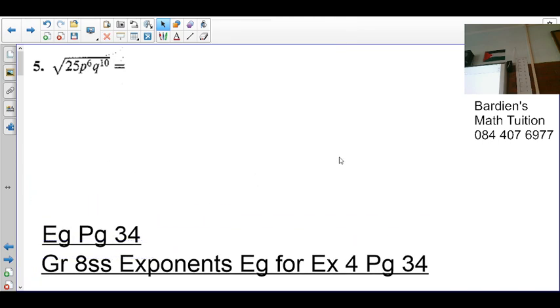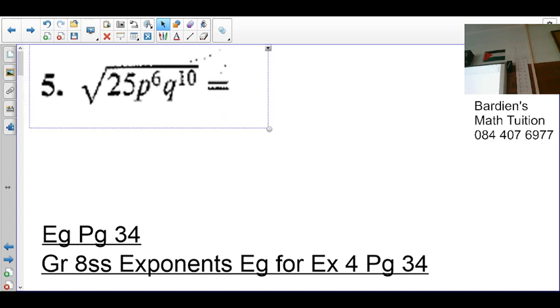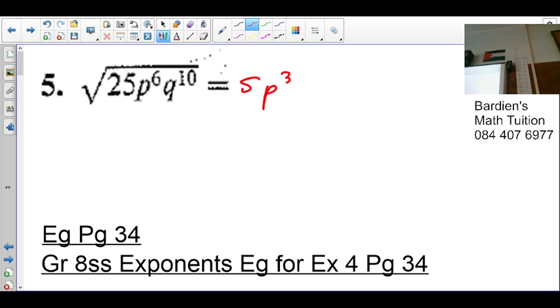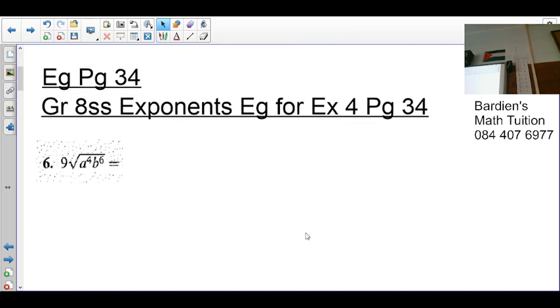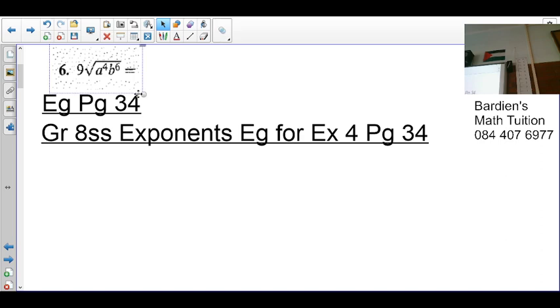Here's number 5. Okay, so what's the square root of 25? 5. So it will be 5. P to the exponent? 3. Q to the exponent? 5. Any confusion there? Here's number 6.